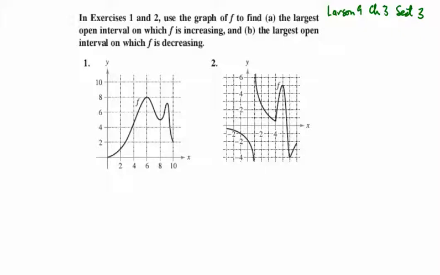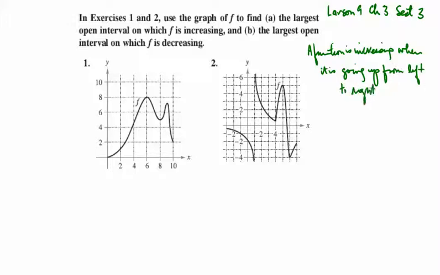Just in general, a function is increasing when it is going up from left to right. That's a very intuitive idea. You can see that this function is increasing here as we move from left to right. The function is going up to that point, and from which it starts to come down and then goes up again, and then will come down again after that. So when the function is going up from left to right, it's increasing.